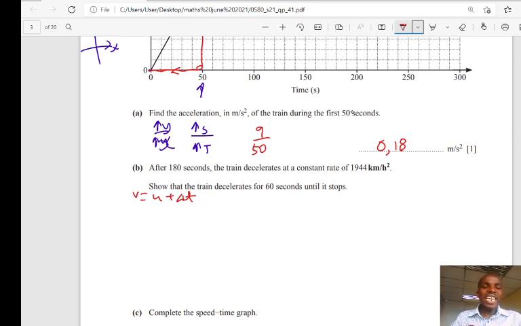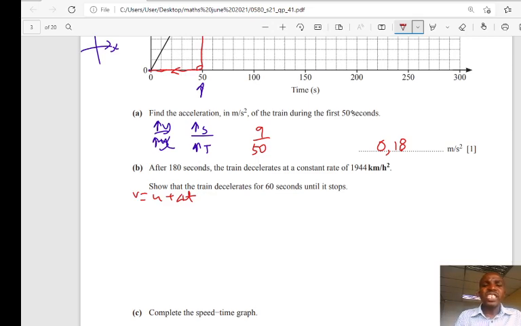Take note, deceleration is negative acceleration or retardation. So deceleration and acceleration are the same. The difference is in the sign. Deceleration is negative acceleration. It's now the car or the particle is increasing speed, but increasing speed in a negative sense. So it's decreasing speed actually. That's called deceleration. Take note.